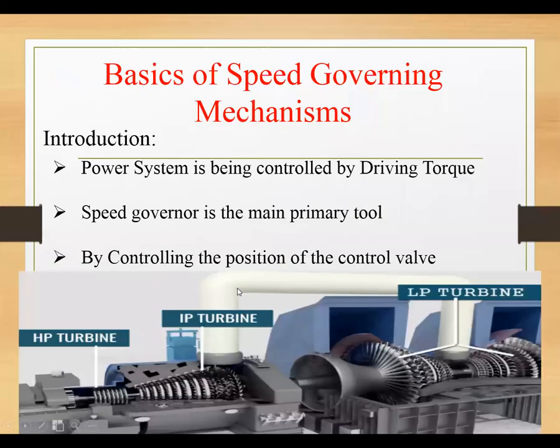Now, the basics of the speed governing mechanism. The real power in a power system is controlled by the driving torque of the individual turbines of the system. The speed governor is the main primary tool for load frequency control, whether the machine is used alone to feed a smaller system or is part of a more elaborate arrangement. The speed governing system of the steam turbine works by controlling the position of the control valve or gate.